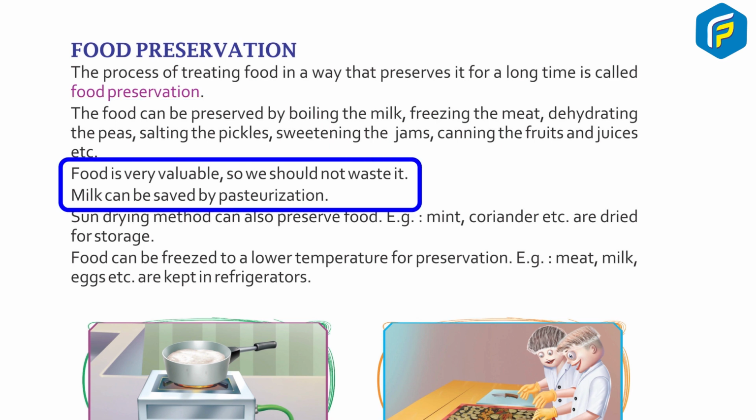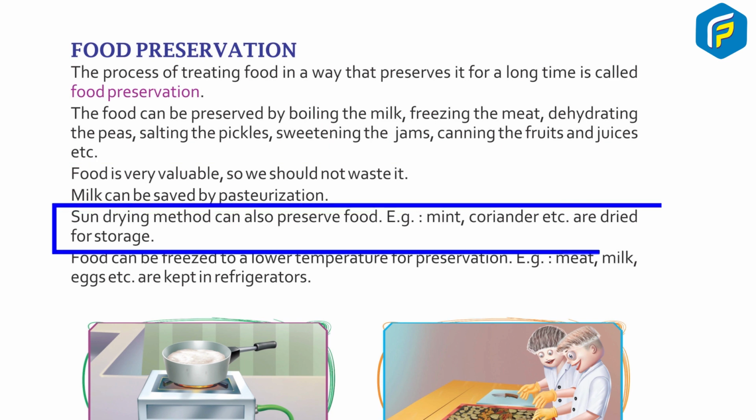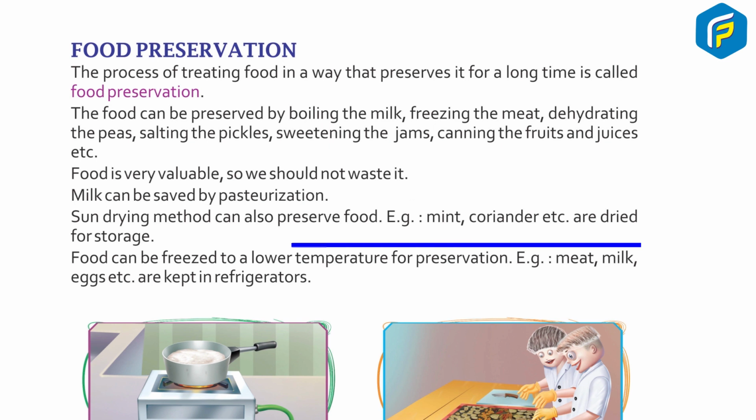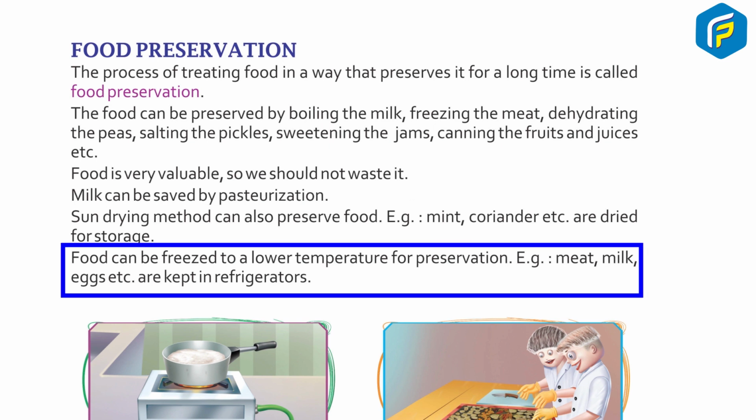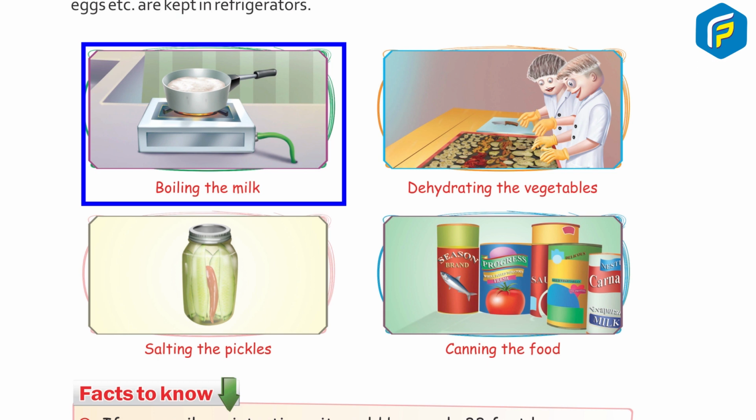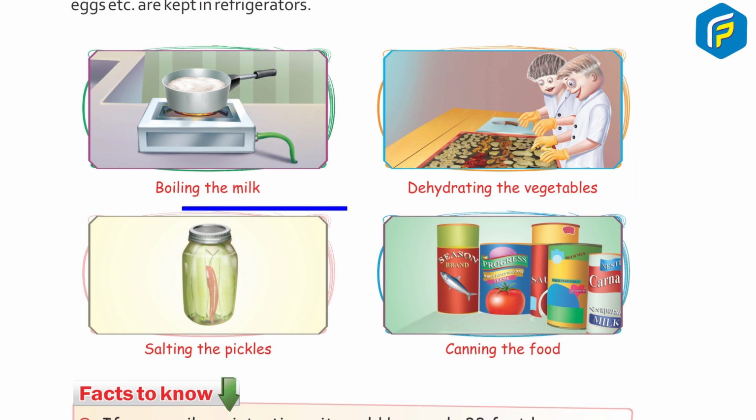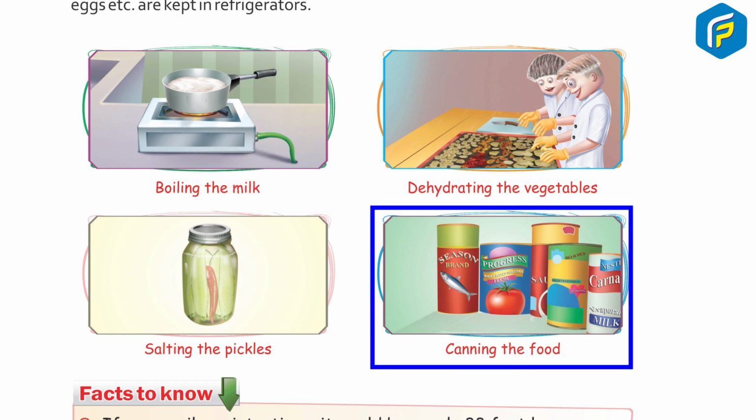Food is very valuable, so we should not waste it. Milk can be saved by pasteurization. The sun drying method can also preserve food. Example: mint, coriander, etc. are dried for storage. Foods can be frozen to a lower temperature for preservation. Example: meat, milk, eggs, etc. are kept in refrigerators. Boiling the milk, dehydrating the vegetables, salting the pickles, canning the food.